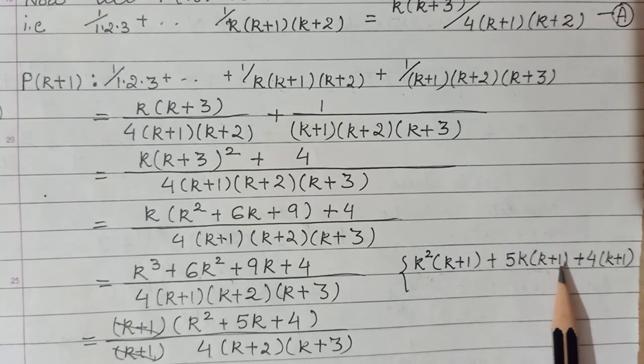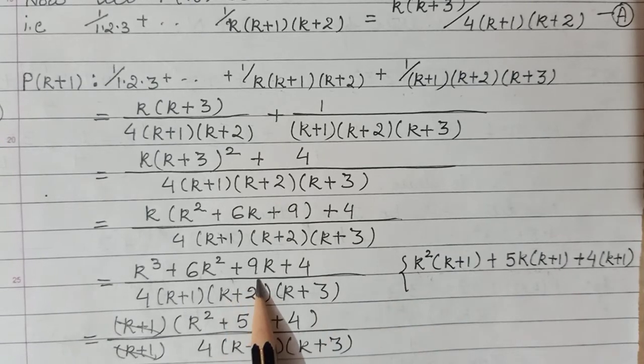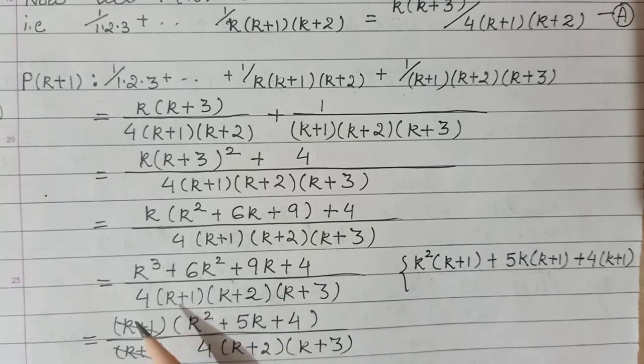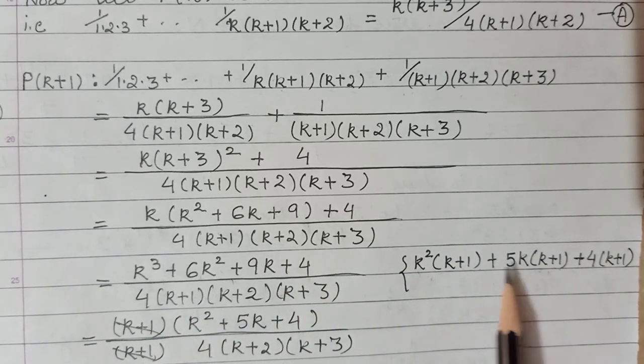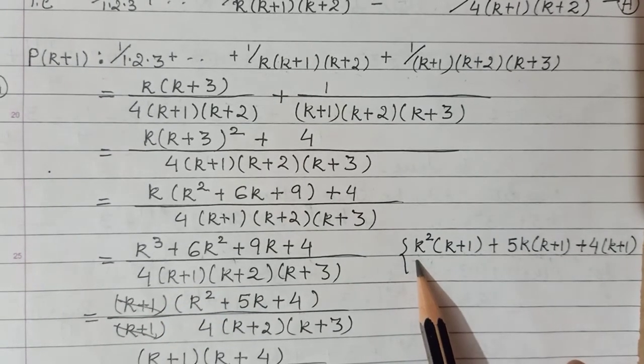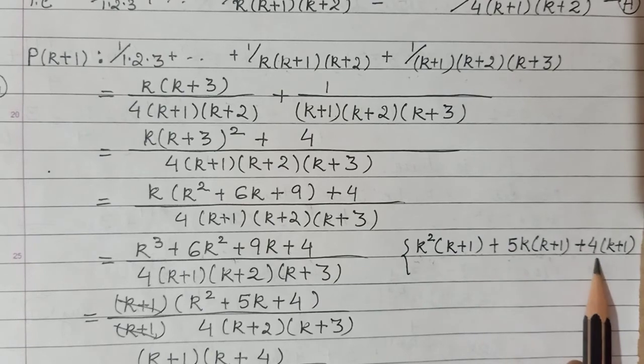So here you have 5k, total were 9k's. So 5k gone here, left over 4k's here. So 4 bracket again k plus 1 is what we have to aim at. So 4k, 5k, 9k, this is also balanced. Constant is 4, this is also balanced. So k plus 1 can be taken common. Left over quotient, what will come? k square plus 5k plus 4.